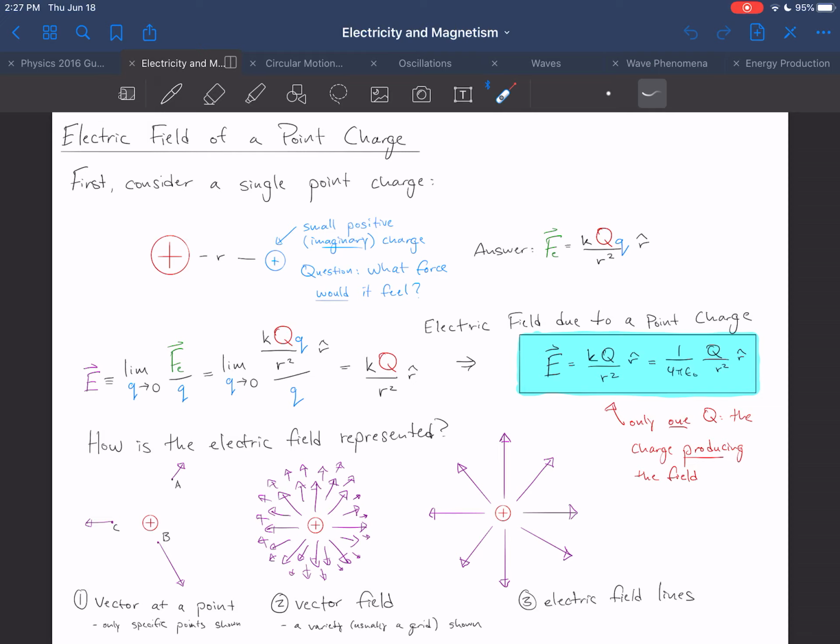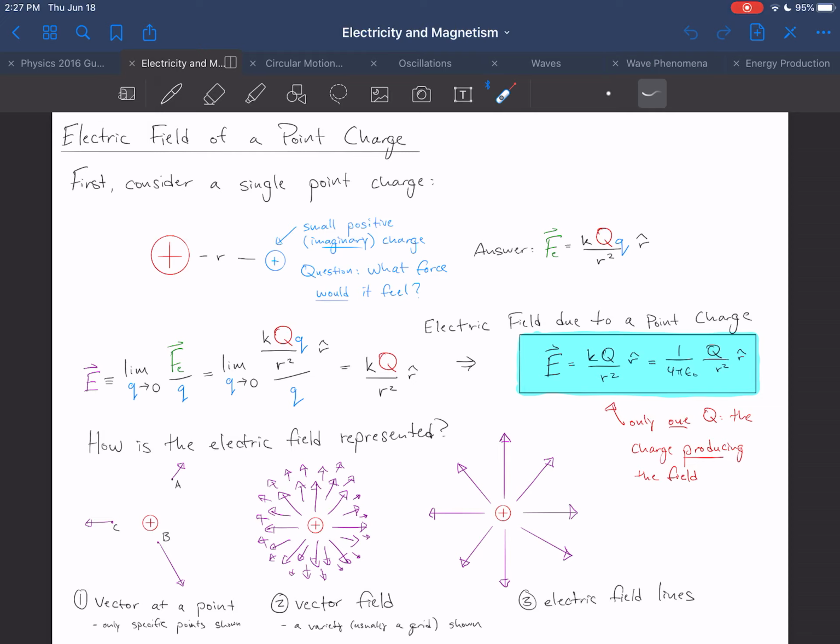Notice we are drawing the same field in this representation and in this representation. It's just that the representation on the left only shows the field at particular points, and the representation in the middle shows the field at a whole bunch of points. Not all of them, because that would be an infinite number of points. Okay, all this space around the positive charge would be filled with arrows, but enough of them to get a sense of the field.